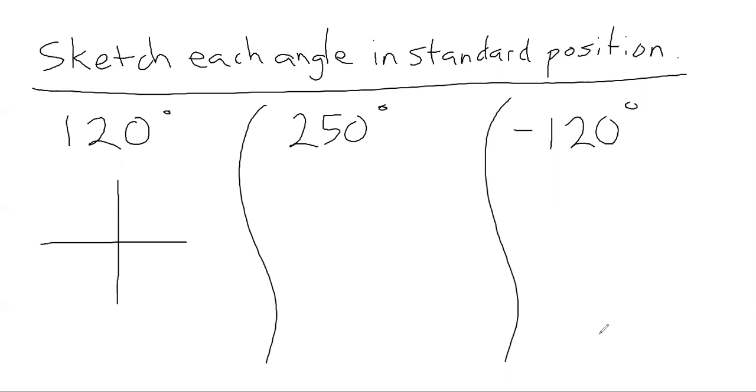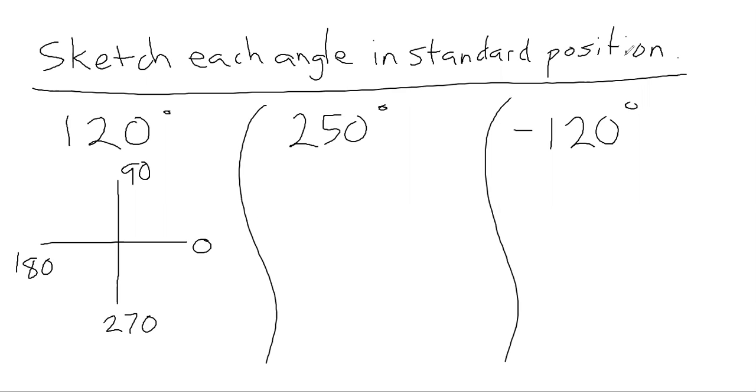Now, standard position starts over here on the right side at 0 degrees. Going straight up would be 90 degrees. Straight to the left would be 180 degrees, and straight down would be 270 degrees. So each time we hit an X or a Y axis, we add 90 degrees to what was there before.